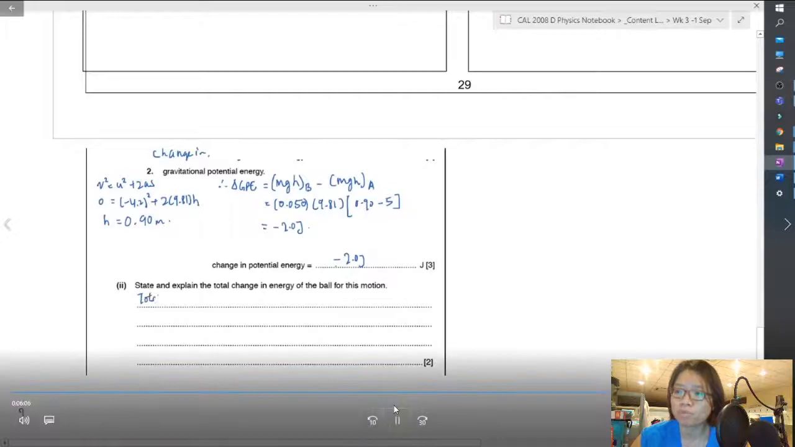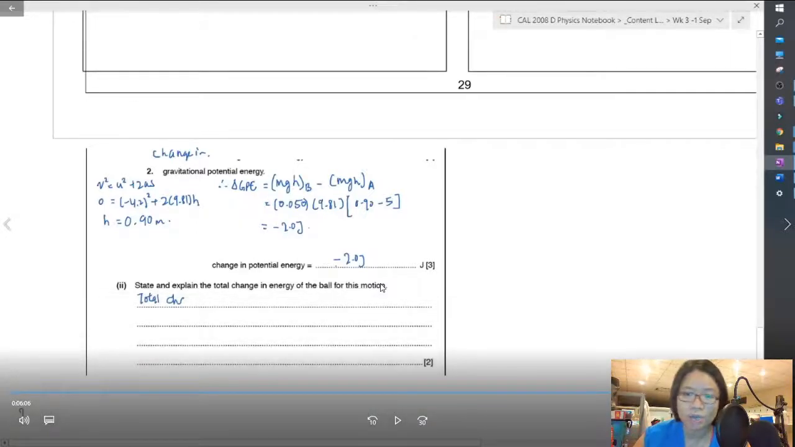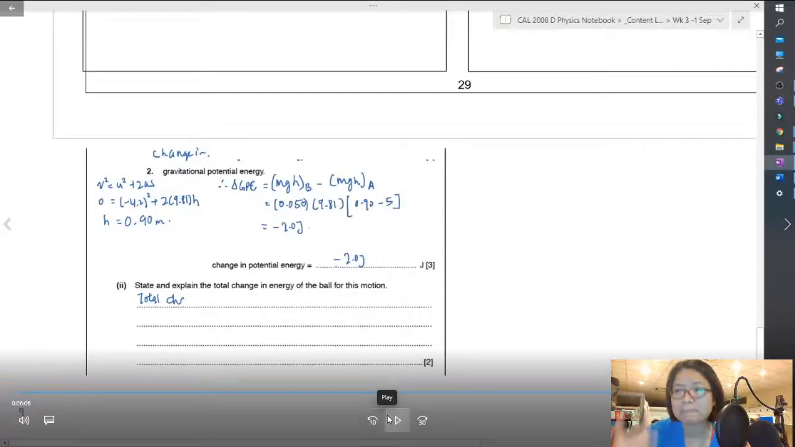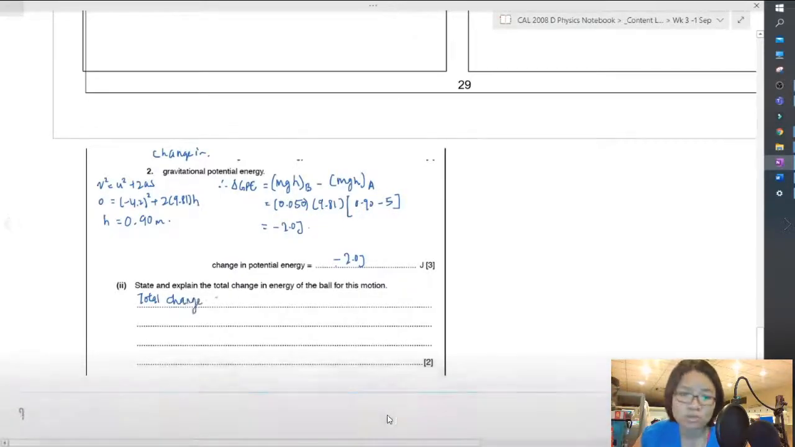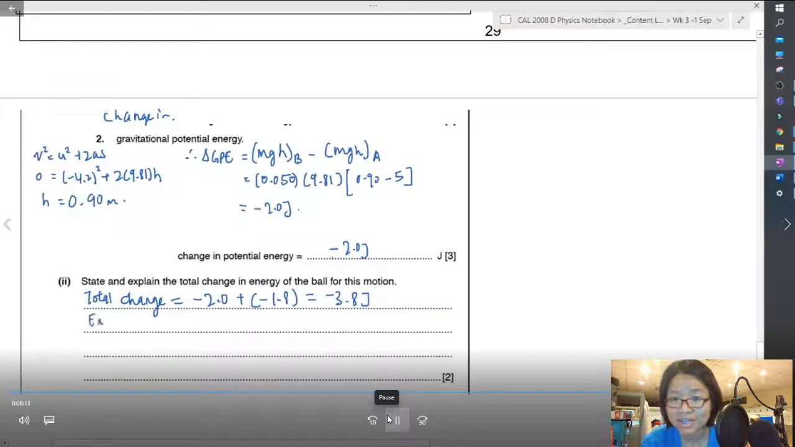And the reason why I'm quite strict about taking the final minus initial is because if you look at part 2, state and explain the total change in energy of the ball for this motion. A lot of students will then take 2.0 minus 1.8 lah, 1.8 minus 2.0 lah. No, they are both decreased. That means my KE decreased by 1.8 and my PE decreased by 2. So what is my total decrease? Negative 2 plus negative 1.8, which is negative 3.8 lah. Okay, so explain. Energy is lost during impact with the ground. Okay, it is converted to sound or heat lah.